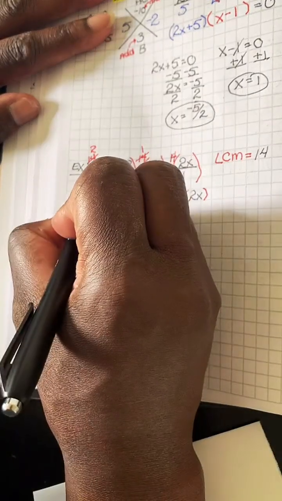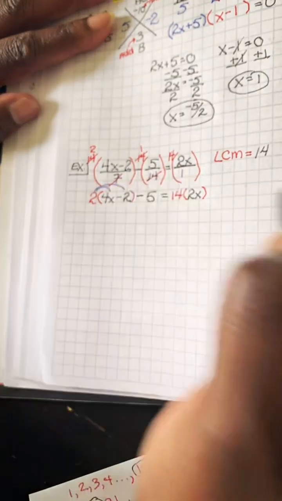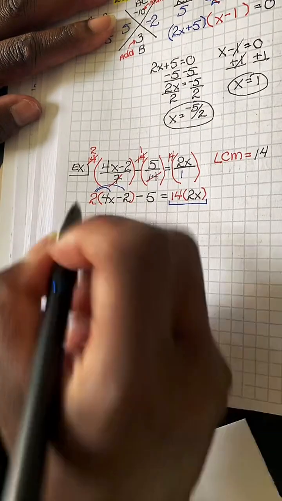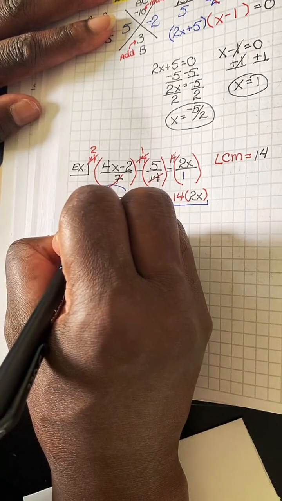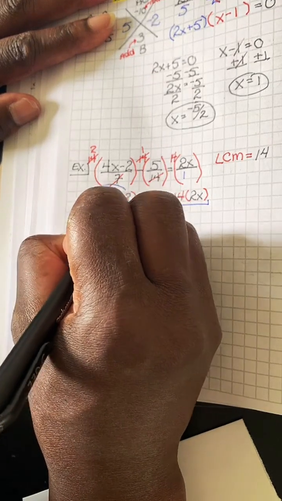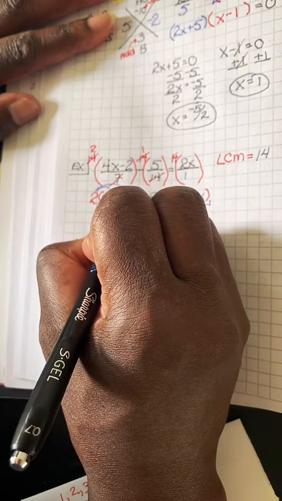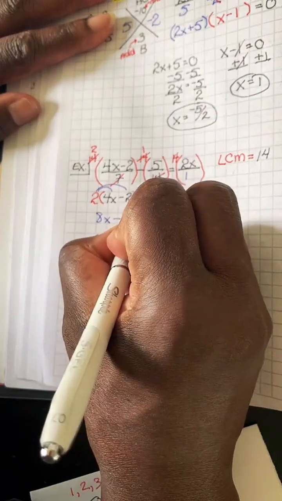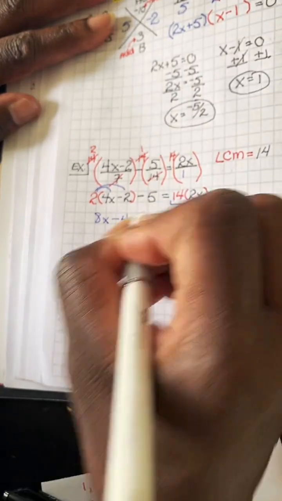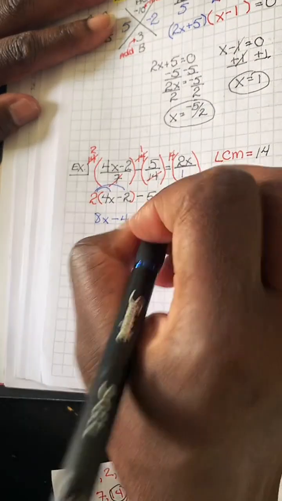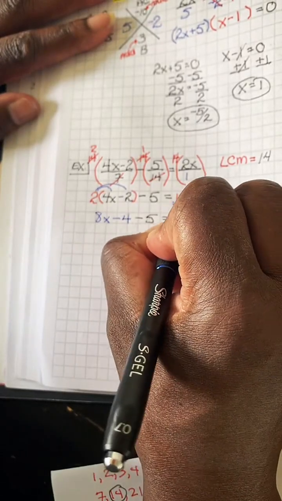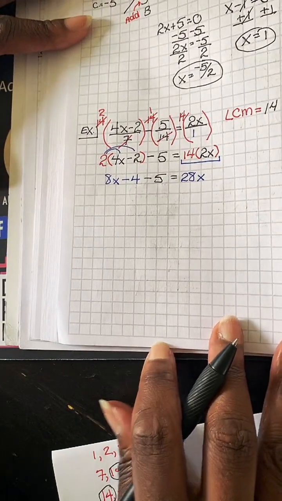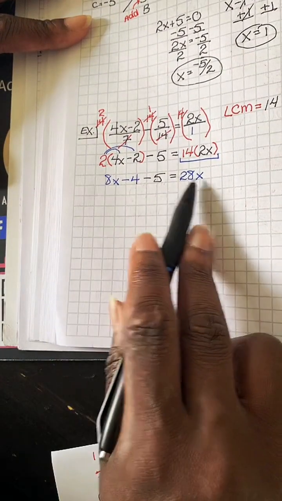All right. So now we got distributive property here, and we have simple multiplication going on over here. So 2 times 4, that gives me my 8x, minus 2 times my 2, that will give me my minus 4. Now I'm going to bring down my minus 5, as well as the equals. And then 14 times 2, again, will give me my 28x.